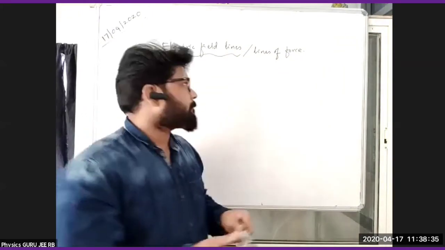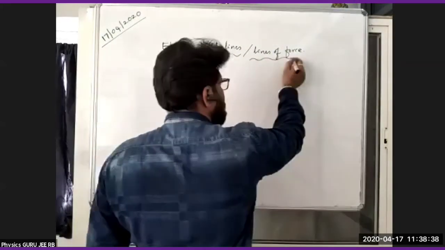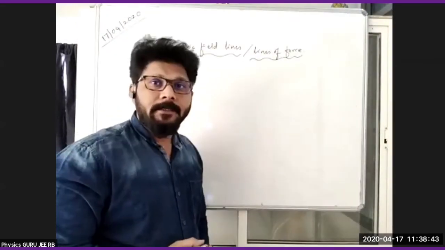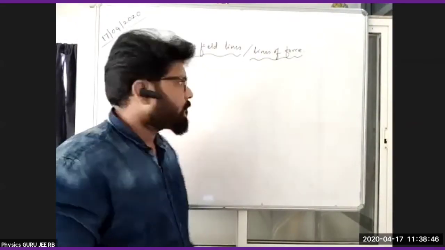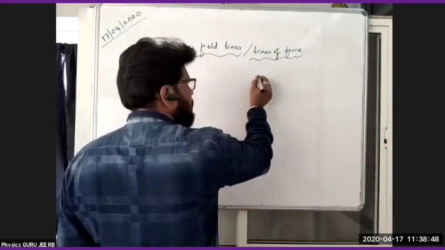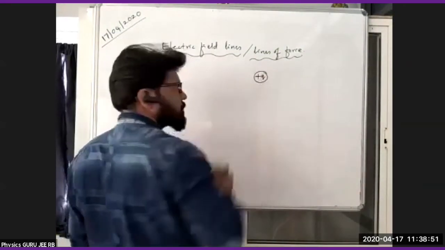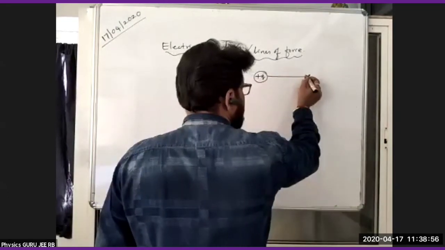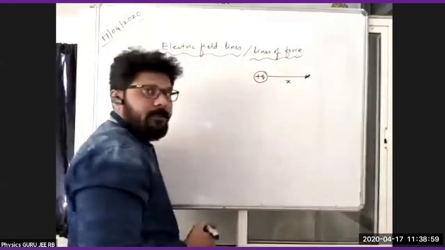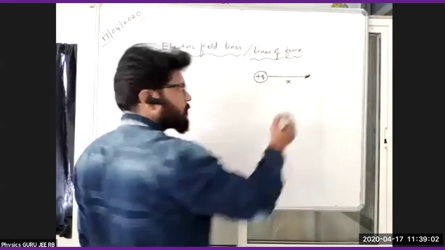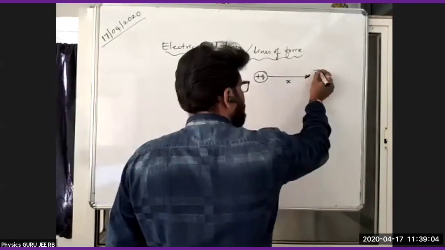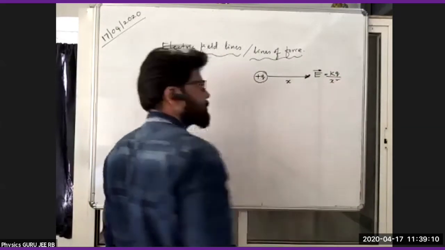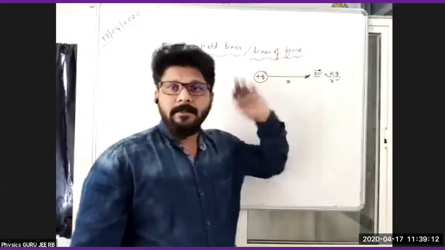In the last classes, we discussed electric field intensity. If I take the electric field intensity due to a point charge, this is a positive charge. At this particular point, at a certain distance, let us take it as x, the electric field intensity E equals kq by r square or x square. This is the electric field intensity at that particular point.